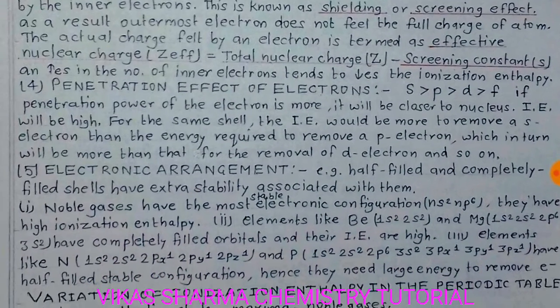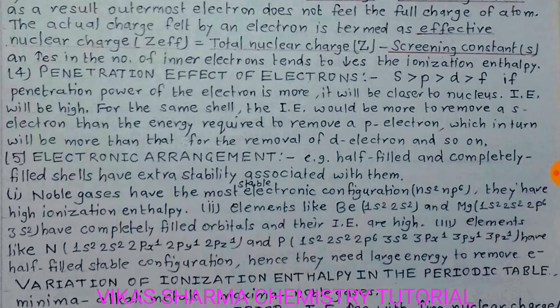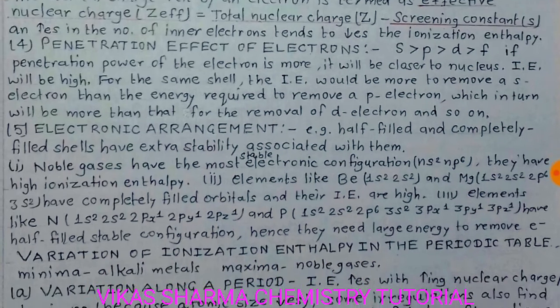The fourth one is the penetration effect of electrons. S is greater and F is smaller. If the penetration power of the electron is more, it will be closer to the nucleus, and ionization enthalpy will be high for the same shell. The ionization enthalpy would be more to remove an s electron than the energy required to remove a p electron, which in turn will be more than that for the removal of a d electron, and so on. It is easier to remove an f subshell electron in comparison to s, because s has greater penetration power.